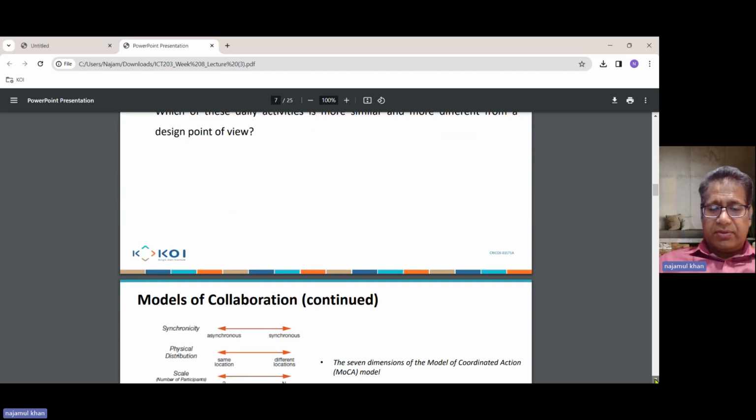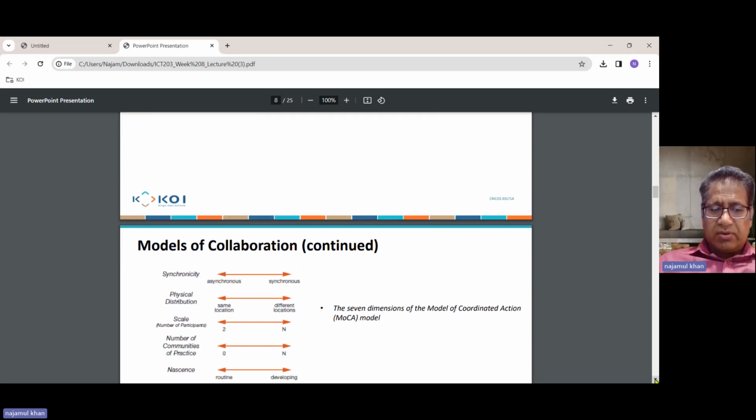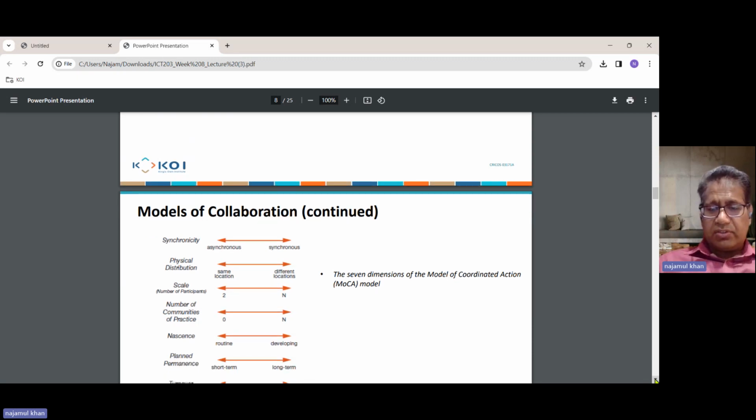Now, some of the models of collaboration we are looking at here. Synchronicity, where we have both asynchronous, where the communication is taking place face to face, or synchronous, away from each other. Physical distribution, we're talking about same location, different location. And we're talking about scale, number of communities of practice, nascence, planned permanence. So these are an important part of our models of coordinated action.